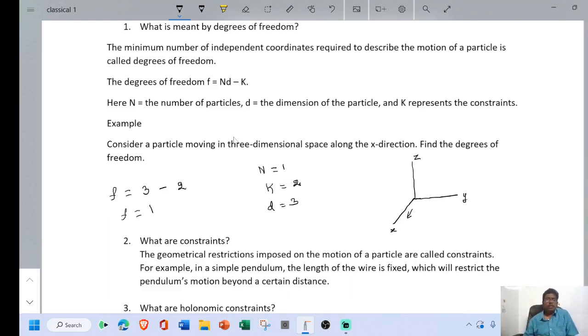Now read out this statement. The minimum number of independent coordinates required to describe the motion of a particle is called degrees of freedom. Even though 3 coordinates are existing, the particle is moving along the x direction alone. If you know the value of x, we may specify the position of the particle after a certain interval of time.